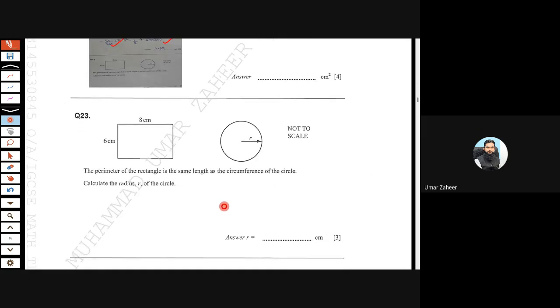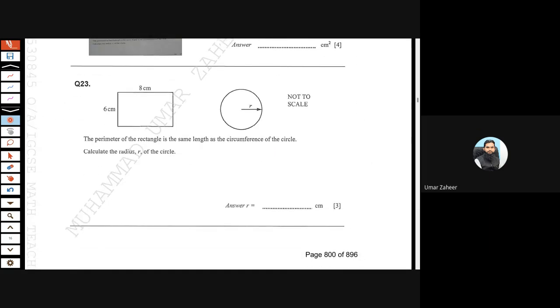Okay, so now we have the next question. The perimeter of the rectangle is the same as the circumference. We have to find the radius. It's very simple. You have to take the rectangle, meaning 8 plus 8 plus 6 plus 6 is equal to pi r square. From here, you have to find the value of r. You have to do it after the class.